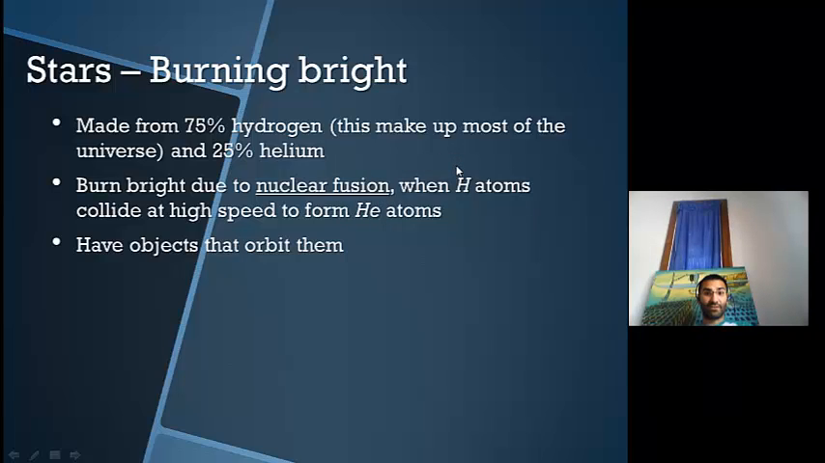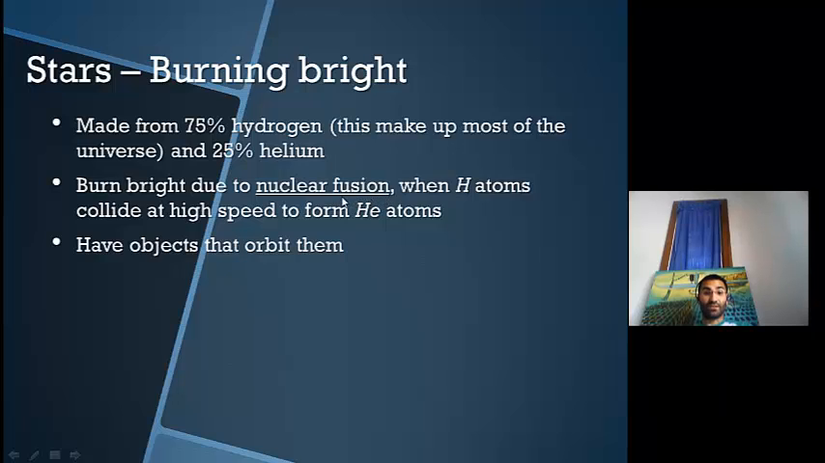So what happens is you get 2 small hydrogen atoms, and they collide at enormous speed, enormous pressure and temperature, and this pressure and temperature allows them to create helium atoms. When this happens, a huge amount of energy is released, and that's what we call nuclear fusion. Now, nuclear fusion is different from nuclear fission. On Earth, we harness the power of nuclear fission in order to create electricity.